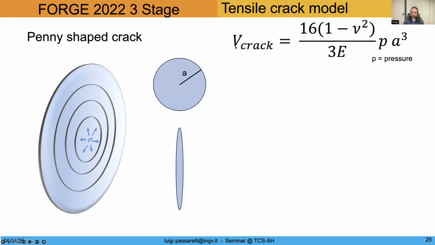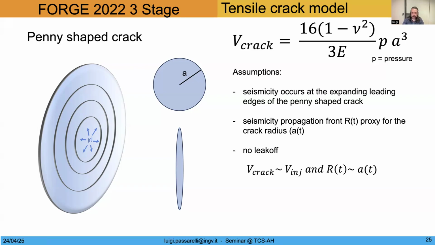And for this crack, we have analytically the volume of the crack, which is proportional to the radius cubed, A cubed, through some elastic constant, and P is the overpressure. Knowing the volume, you can make a few simple assumptions. One is that the seismicity is occurring at the expanding, leading edges of this penny-shaped crack. So the propagation of the seismicity, the r-t front, is a proxy for the expansion of the crack's radius.